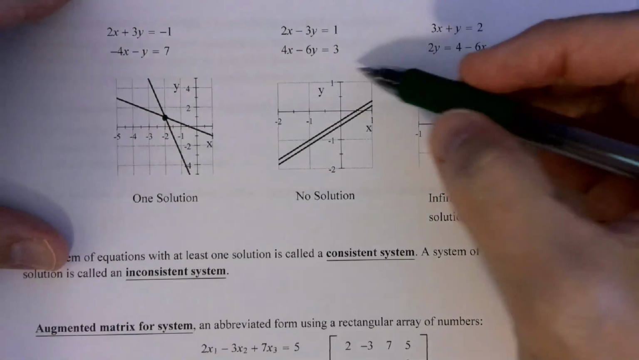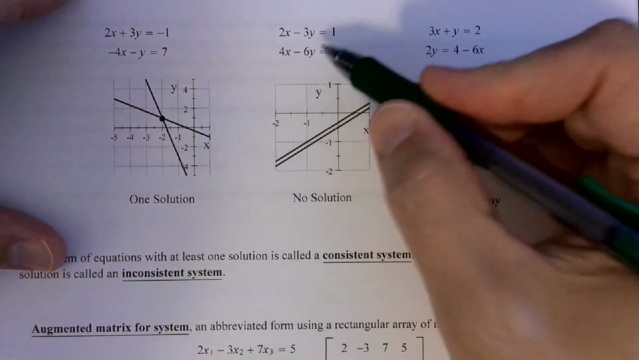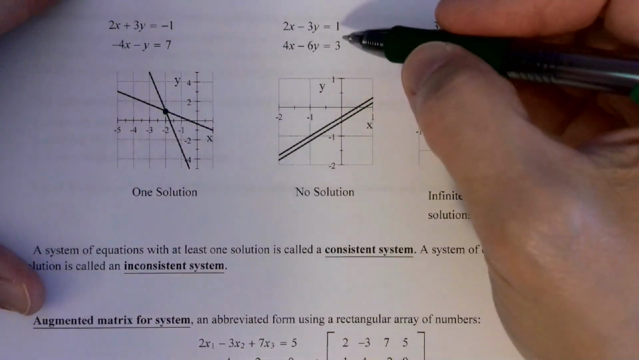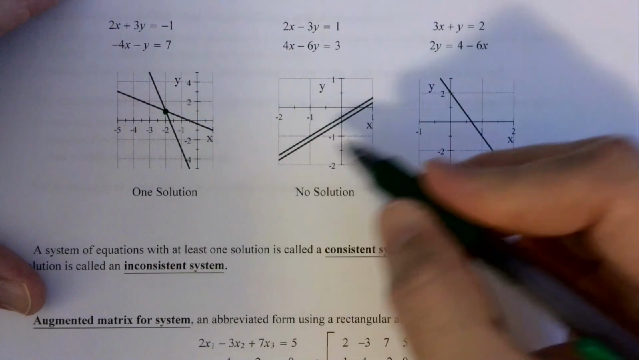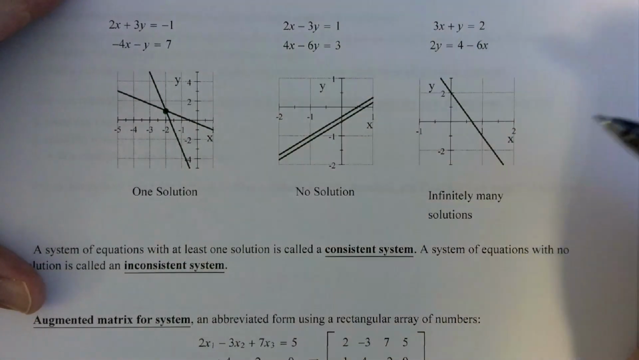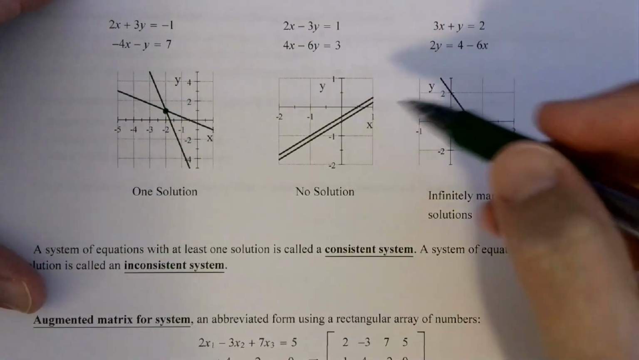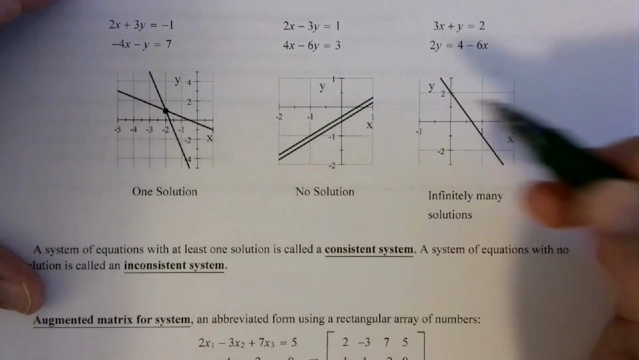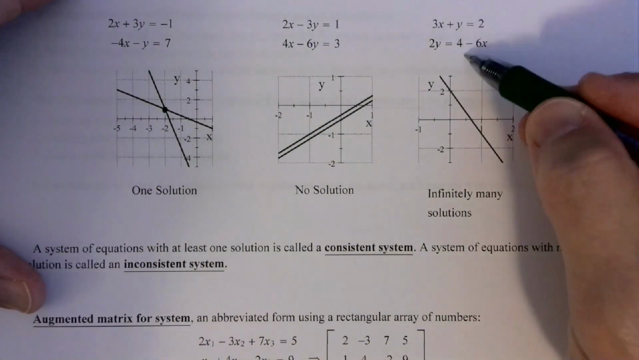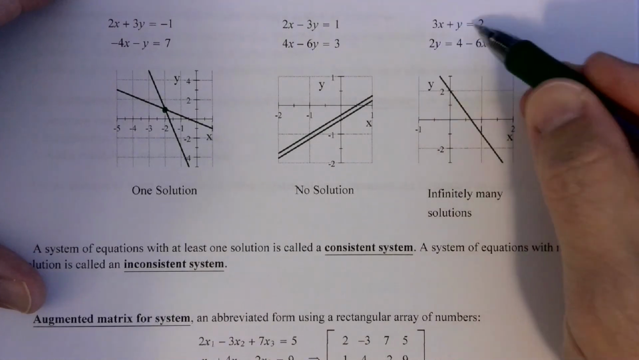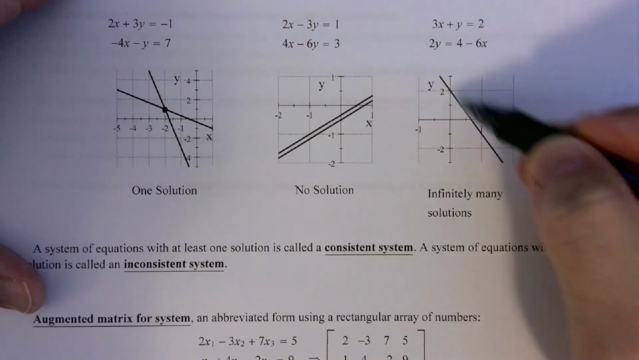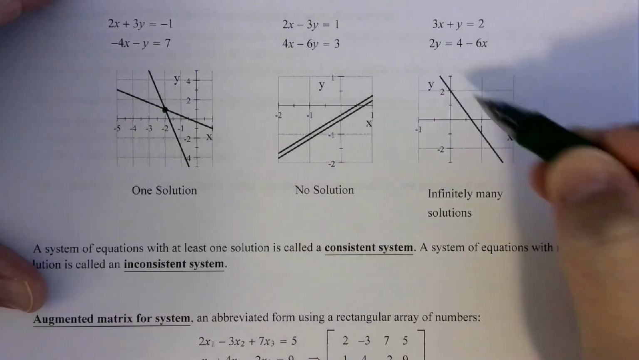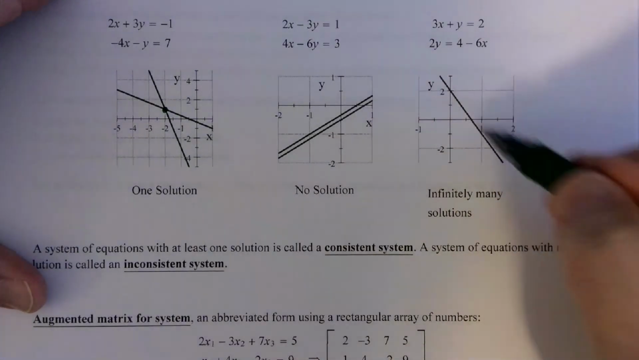Okay. The second case, where we had no solution, if we look at these lines, then we get two lines that are parallel. They never intersect, and therefore there's no solution. And in the last case, if you remember, if we solve for y for both of these, we get the same line. These are coinciding lines. Both lines are right on top of each other. And we have infinitely many solutions, all the points that are on this particular line.